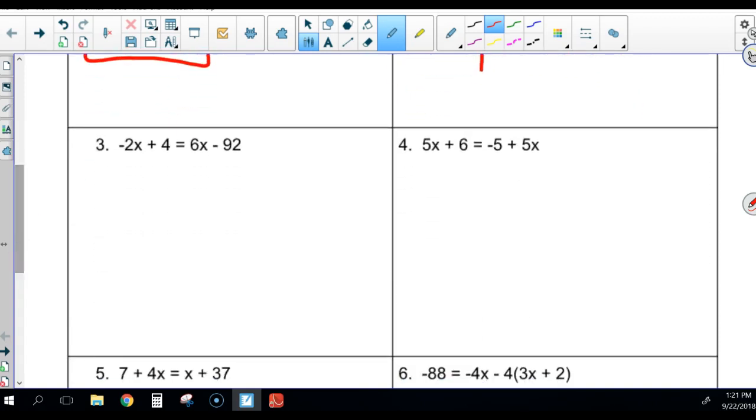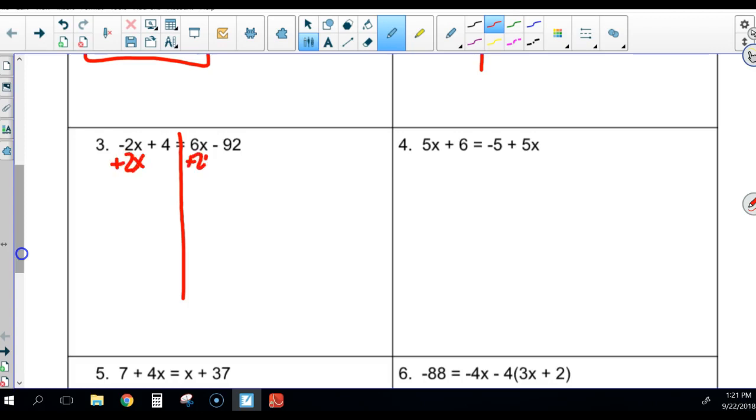Number 3, a little bit more difficult than a two-step equation. I have x's on both sides of the equal sign. So we're starting to get into multi-step equations. I see nothing that can be simplified over here and nothing that can be simplified over there. So I'm just going to start solving. Get the x's together on one side and isolate it. Choose the smaller x, -2, and cancel it out.